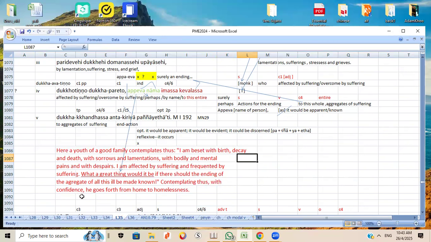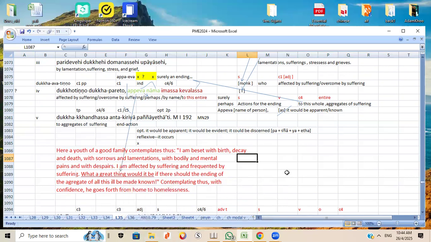Contemplating this with confidence, he goes forth for all. The confidence is saddha. He goes forth. This is put at the back, but anyway, the message is more or less the same. Okay, so I will go to Alfred.